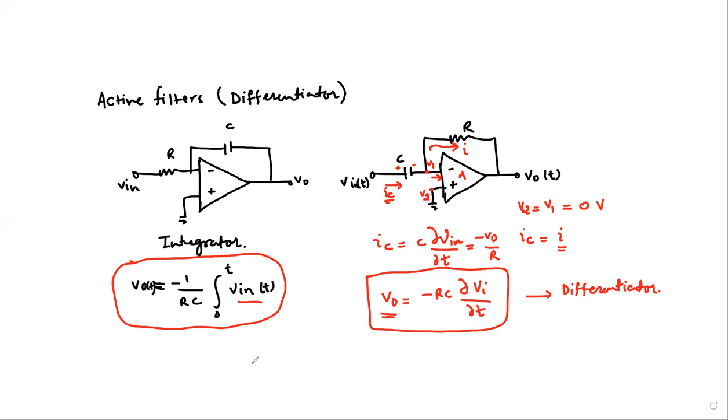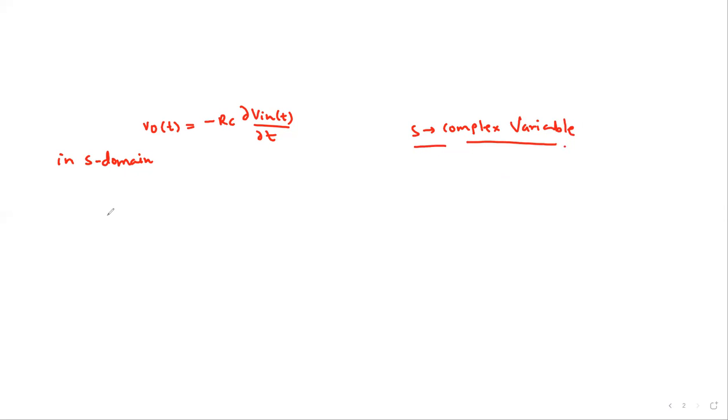So in the S domain, let's write this equation: VO of t is equal to minus RC dVin of t divided by dt. In the S domain, where we know that S is the complex variable, and we will explore more when we study control systems.